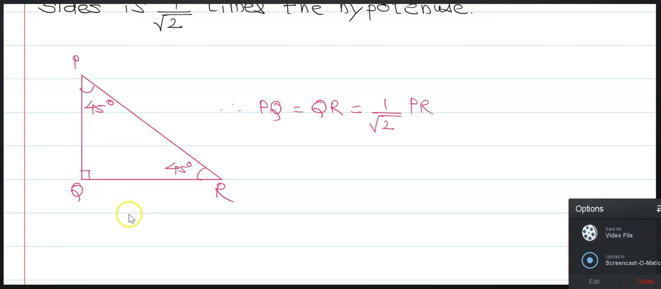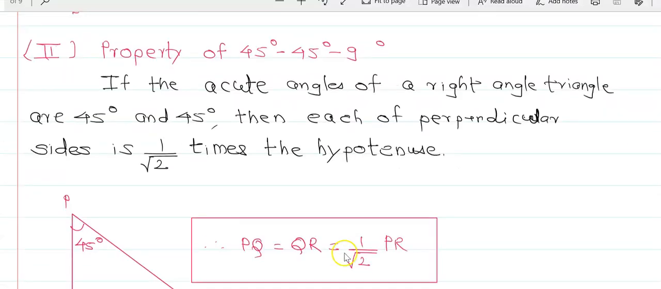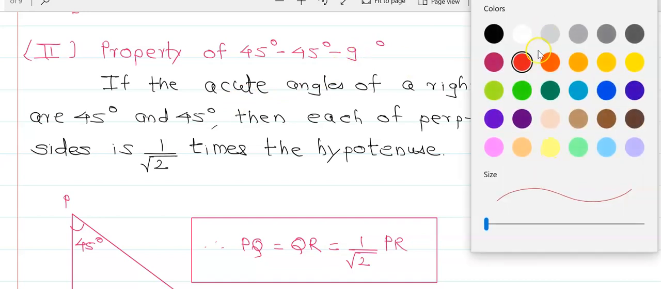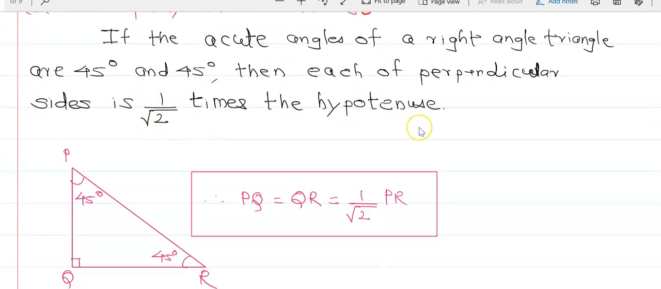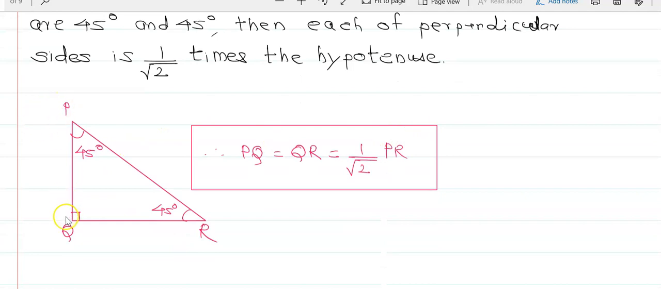PQ is equal to QR. Now this is a right angle and also isosceles triangle. These two sides are equal. Therefore PQ is equal to QR is equal to 1 upon root 2 PR. Now see this again here. The property of 45, 45, 90 degree. Here is a 0, I forgot to write here. Let's write here. We have the 0 here. This is 90 degree. If the acute angles of a right angle triangle are 45, 45, then each of the perpendicular sides is 1 upon root 2 times the hypotenuse. That is PQ is equal to QR is equal to 1 upon root 2 PR.